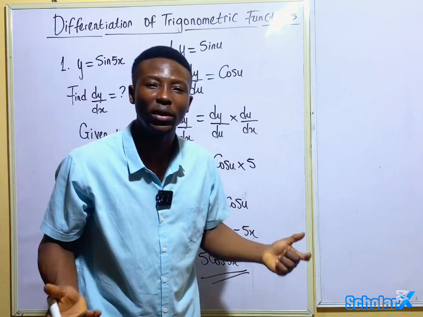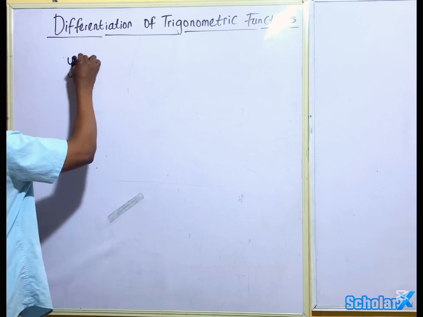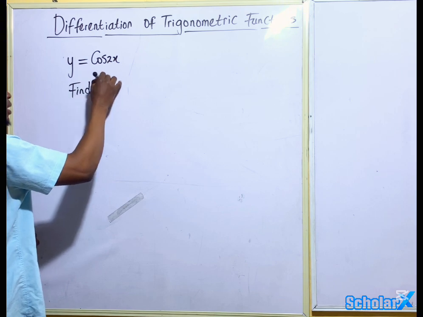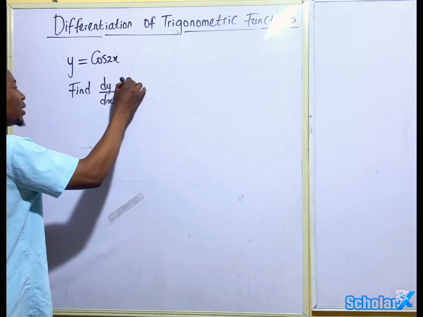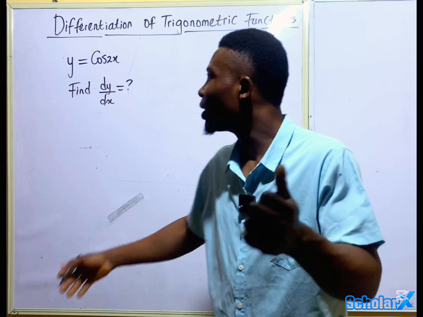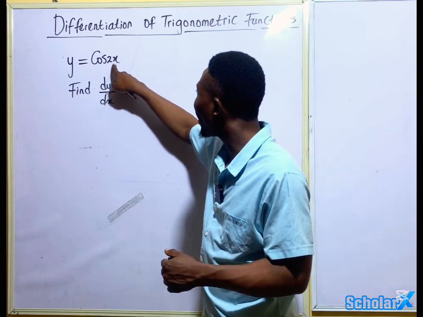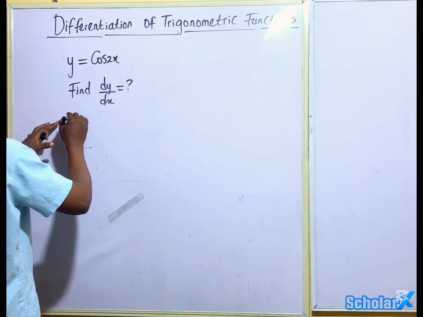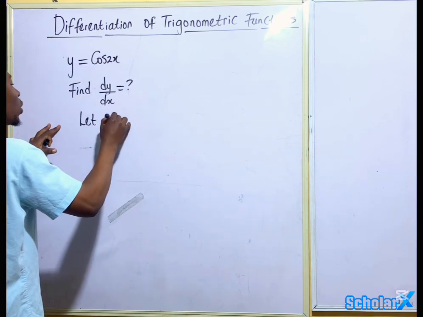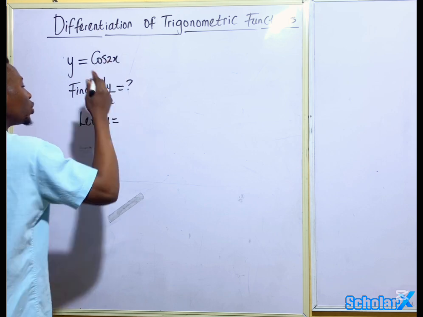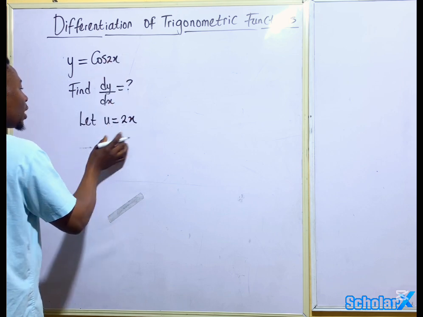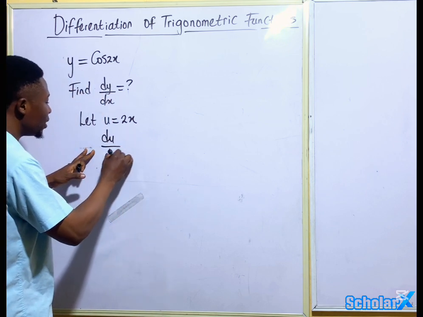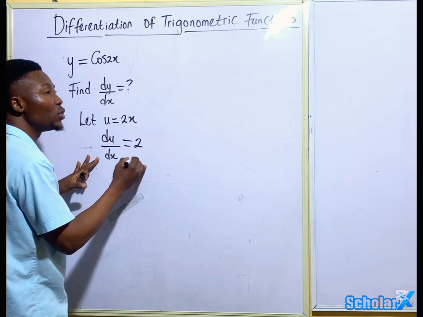Now let's look at another one. Let's say we are given a function y is equal to cos 2x, and we're asked to find dy/dx. That means we're asked to find the derivative. Just like the first example we solved, this 2x is a function inside a trigonometric function. So we say let u be equal to that function inside. So make a substitution: u is 2x. Now we differentiate u with respect to x. So du/dx is equal to, differentiate 2x, you're going to have 2.